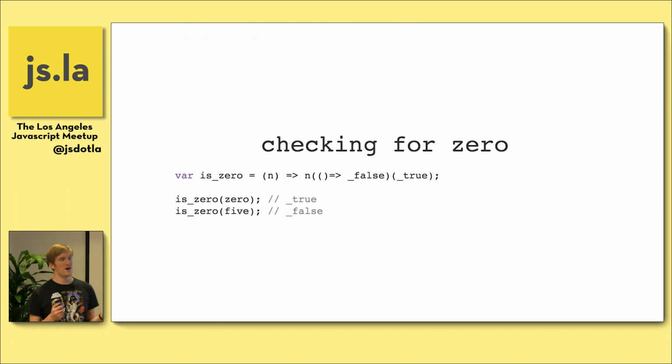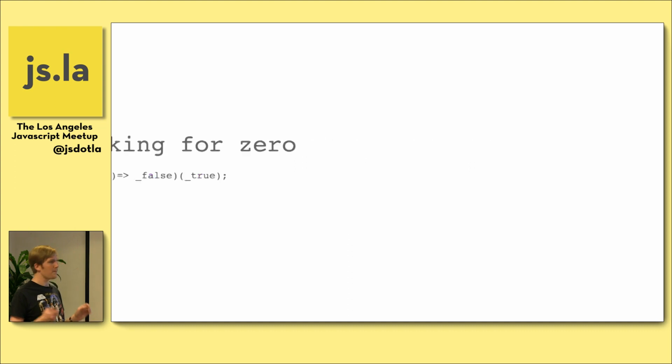Because we know that the function isn't called for the case of 0, this makes it very convenient to check for 0, because we can just pass in true and then have a function that returns false if it's ever called. And so if you pass in 0, it'll always return true. And if you pass in anything that iterates, it'll always return false.